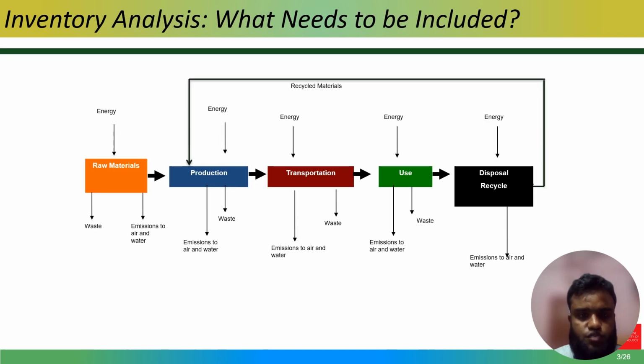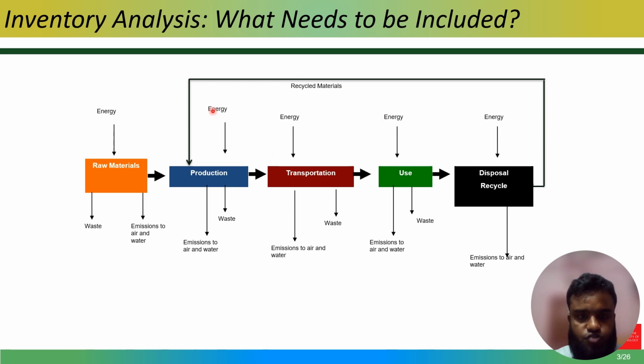What needs to be included in the raw material extractions? For example, we include energy and then waste and emission to air. Energy is our input; waste and emission are our output. In the transportation phases, we discussed these 5 steps at the very beginning of the presentation. So these are the inventory analysis.